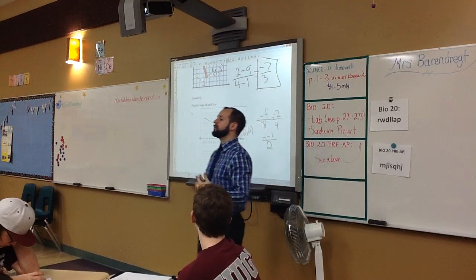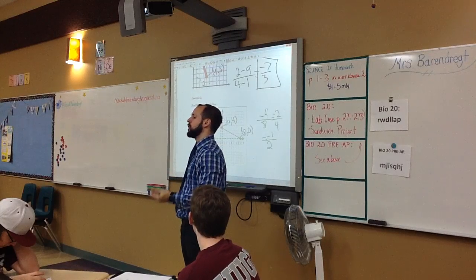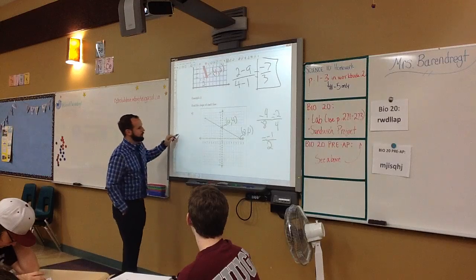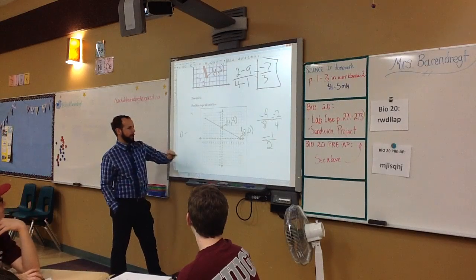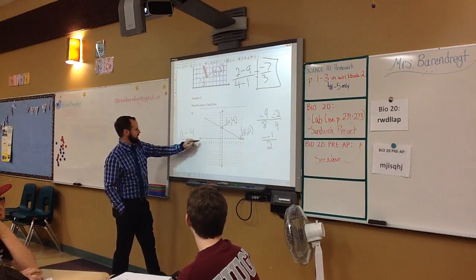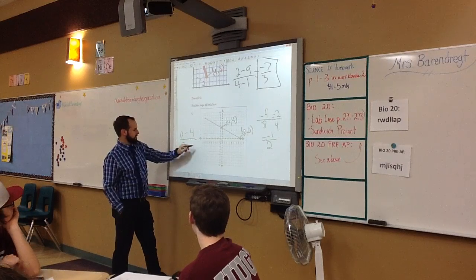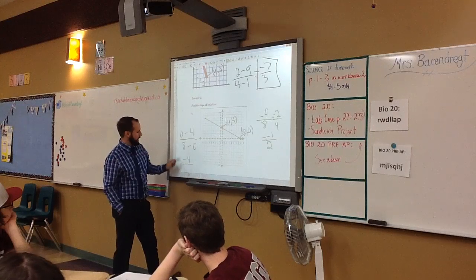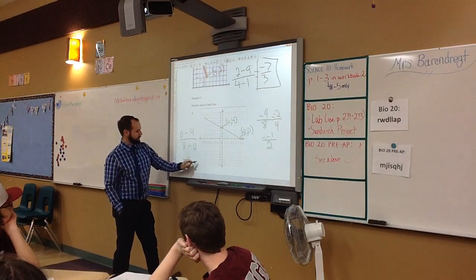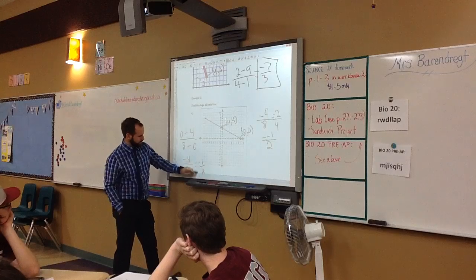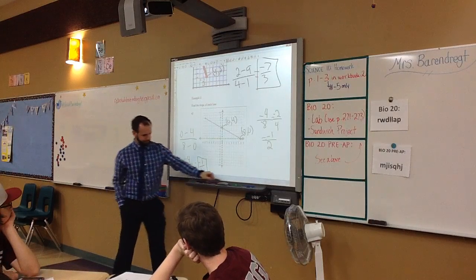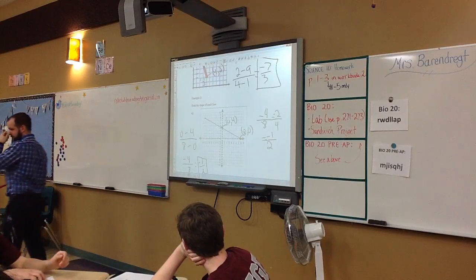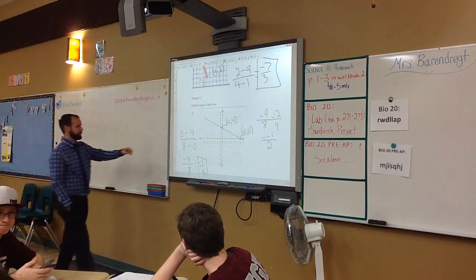If I wanted to do my formula for slope, which of these terms would be my y2? 0. What would be y1? 4. What is x2? 8. What is x1? 0. Negative 0 minus 4 is negative 4. 8 minus 0 is 8. This becomes negative 1 over 2. How are we doing with that? Awesome.